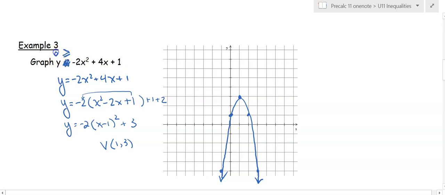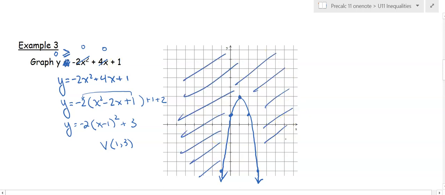So when I plug in 0, I get 0 is greater than, all of that will wipe out to 0, and I have 1. Is 0 greater than or equal to 1? No, it's not. 0 is not greater than or equal to 1. Therefore, all of this is my solution set here, if I'm using greater than or equal to. And that would be my solution set.